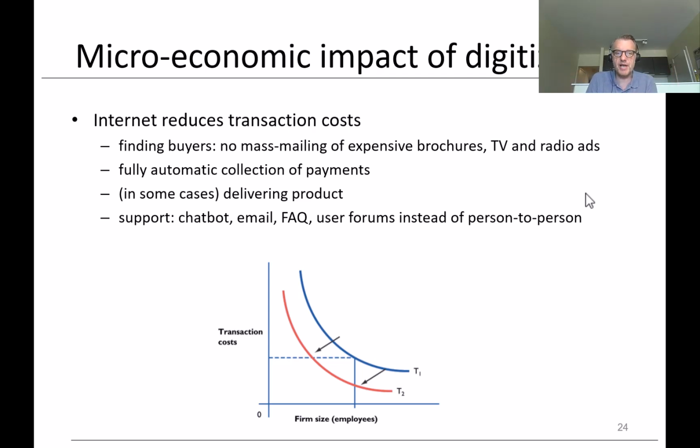It's available 24/7. We can do fully automatic collection of payments without any intervention on our behalf, because a payment transaction broker like PayPal or Stripe is going to do that for us. In some cases, we can deliver the digital product. In other cases, we still have to set up a logistics chain to do that. And the support can also be fully automated using chatbots, emails, frequently asked questions, user forums, and so on. So what you see is that, thanks to these new digital technologies, for a given firm size, the transaction costs have substantially decreased.